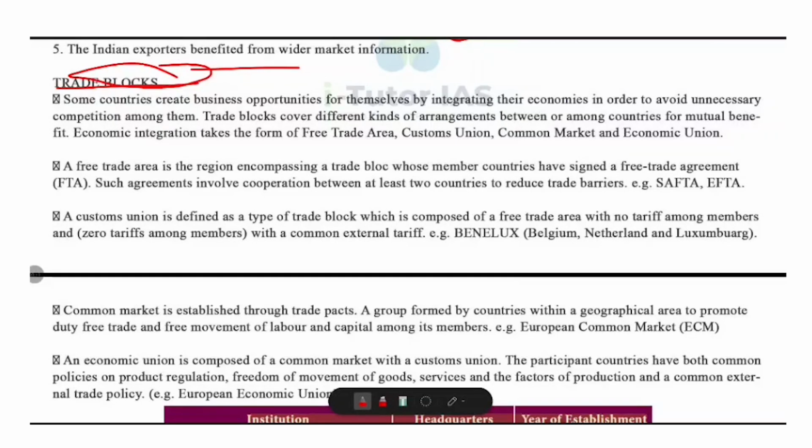Now, what is meant by a trade bloc? A trade bloc is a group of countries that join together to promote mutual trade and economic cooperation by reducing trade barriers like tariffs, quotas, and restrictions. In short, trade bloc equals group of countries plus economic cooperation plus fewer trade barriers.